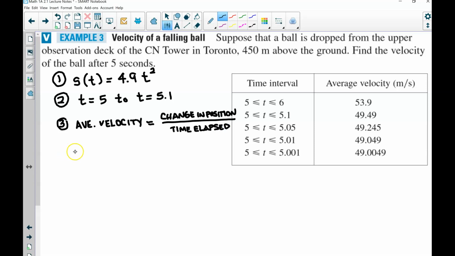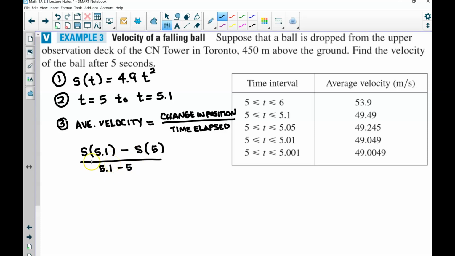So what we want to do is find out what happens when you plug 5.1 into the function and subtract what happens when you put in 5 into the function. Because that's going to give you the change in the position over the time elapsed. Well, the time elapsed is going to be 5.1 minus 5. So again, you're using the rate of change here.